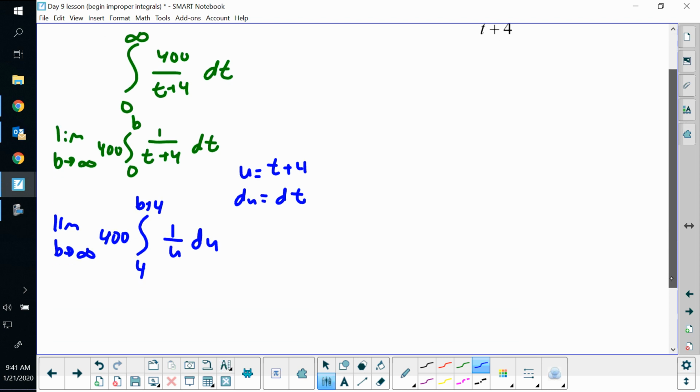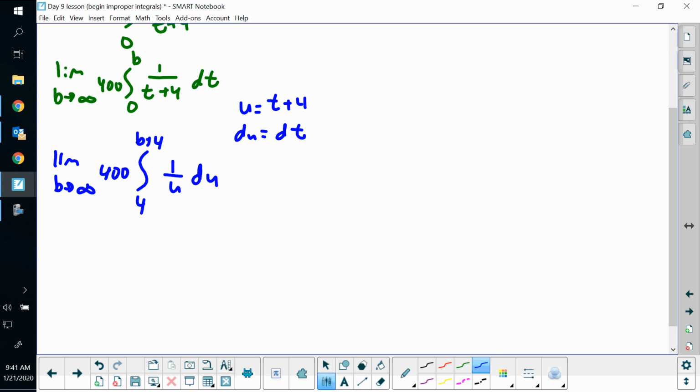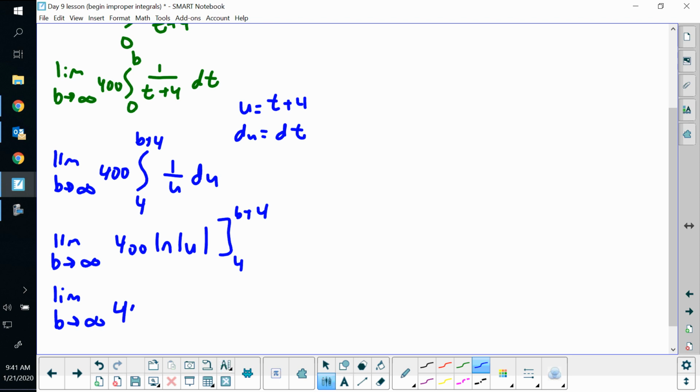Now, you might not need to do that u substitution. You might be comfortable with it, since it's just correcting by multiplying by a 1, so that's not really going to affect anything. So it's up to you if you want to do that u substitution. So we'll have the limit as b approaches infinity of 400 ln absolute value of u, going from 4 to b plus 4. So this will be the limit as b approaches infinity of 400 natural log absolute value of b plus 4 minus 400 natural log of 4.